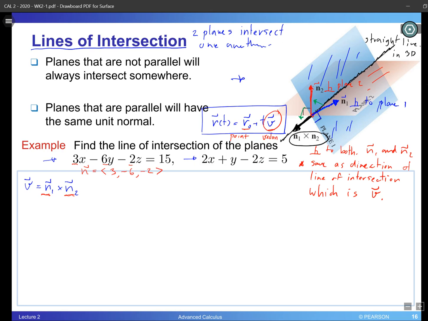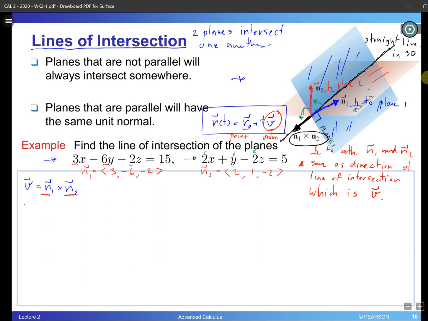So without having to do anything, just look at the equation of the plane, we get the normal vector to be the same as the coefficients. Same as plane number 2, the components of vector n2 are going to be the same as these coefficients. So we have 2, 1, and minus 2 for vector n2. Alright, now that we have these two vectors, we can perform the cross product.